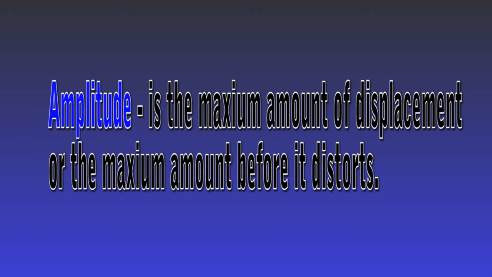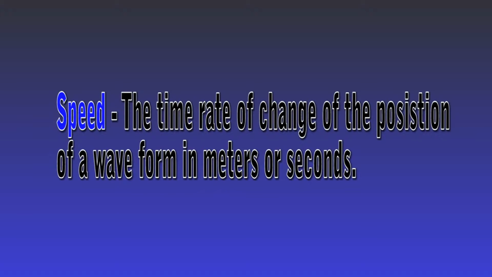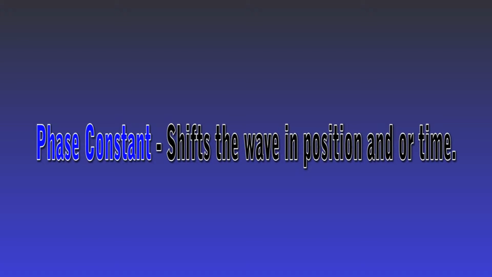Amplitude, the maximum amount of displacement or the maximum amount of volume before it distorts. Wavelength, the distance in meters between corresponding points where the wave repeats. Speed, the time rate of change of position of a form in meters or seconds. Phase constant, shifts the wave in position and or time.